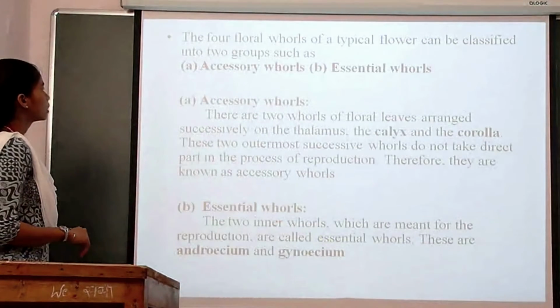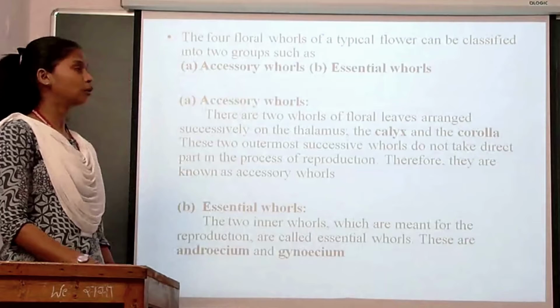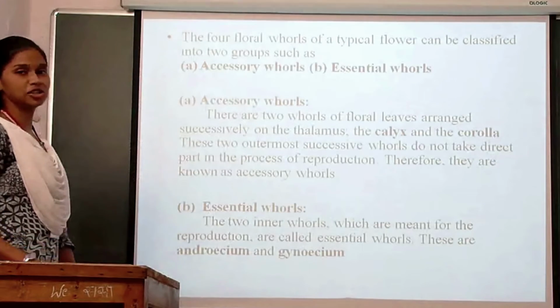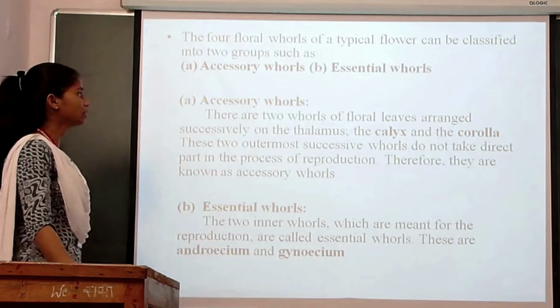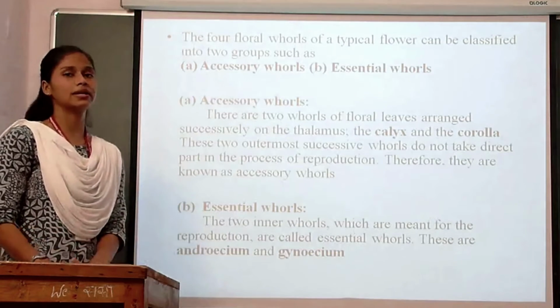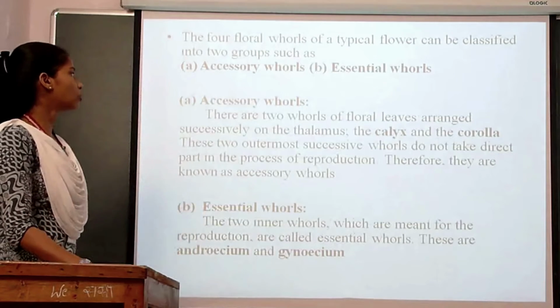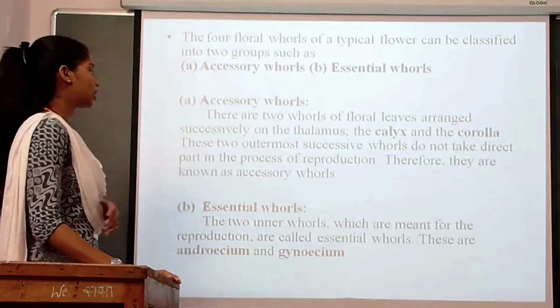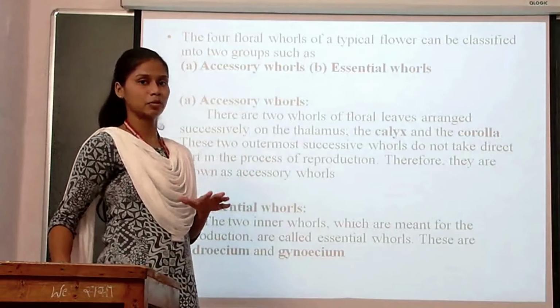Next. The four floral whorls of a typical flower can be classified into two major groups, that is accessory whorls and essential whorls. So, what is accessory whorls? There are mainly two types of accessory whorls, that is calyx and corolla. Why are these known as accessory whorls? Because they do not directly take part in reproduction, but indirectly they take part in reproduction.